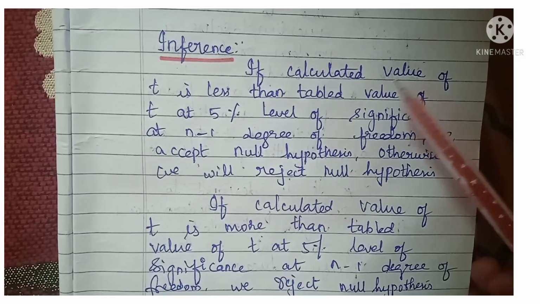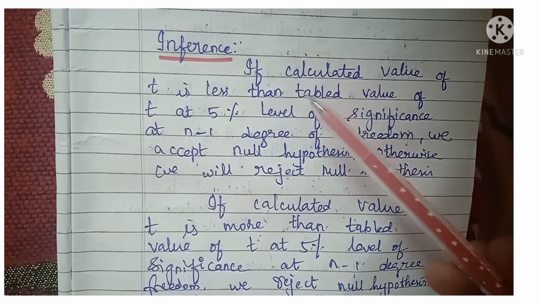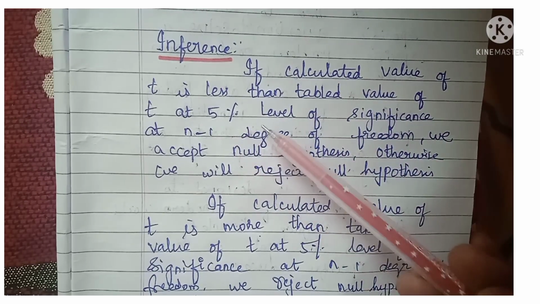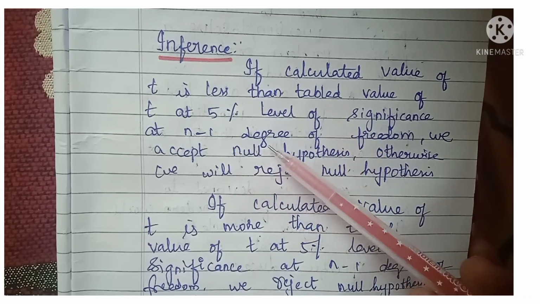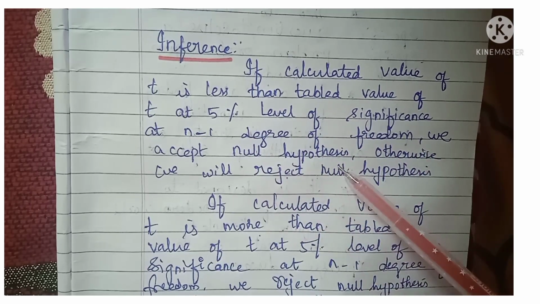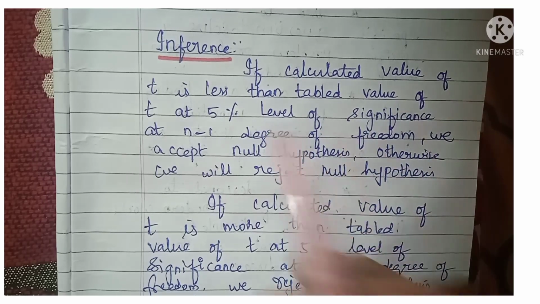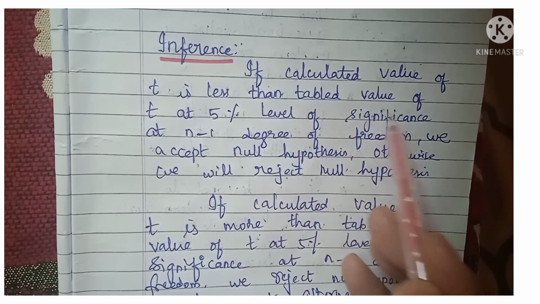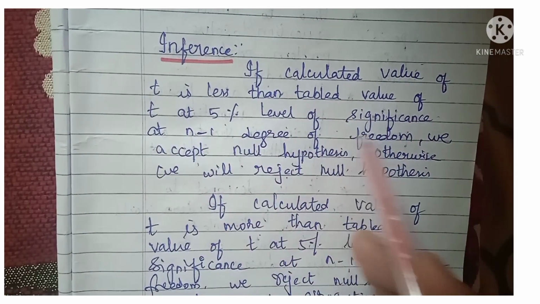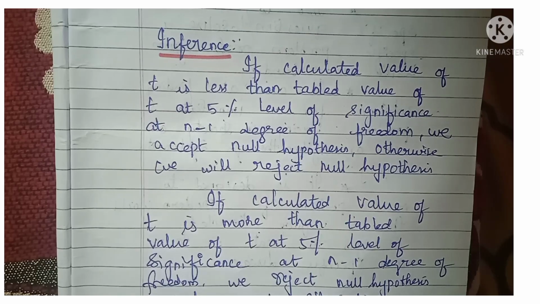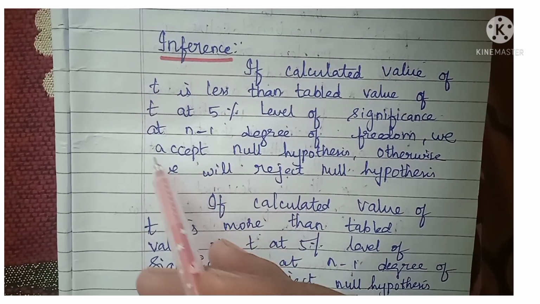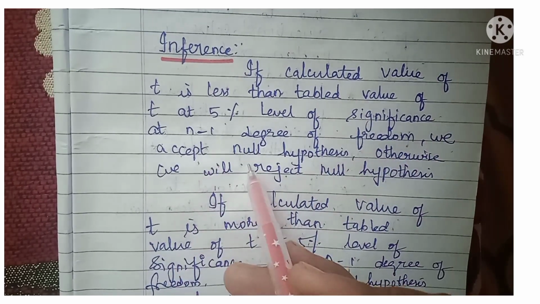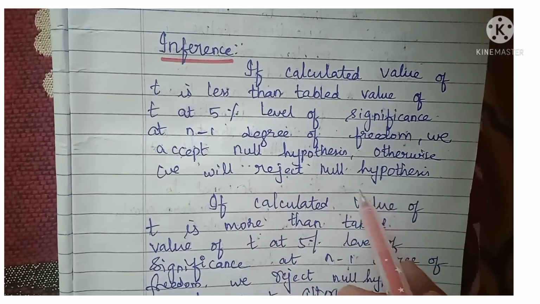After that, you have to write the inferences. If the calculated value of t is less than the table value of t at 5% level of significance at n minus 1 degree of freedom, we accept the null hypothesis. 5% means you have to see 0.05. At 5% level of significance at n minus 1 degree of freedom, we accept the null hypothesis. Otherwise, we will reject the null hypothesis.